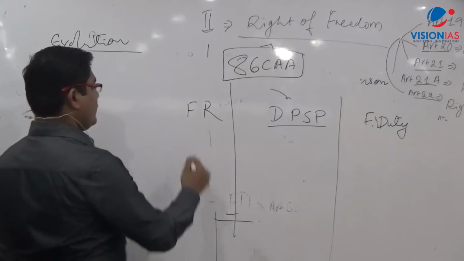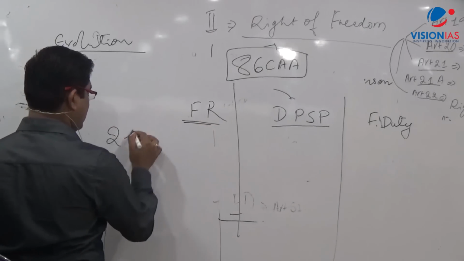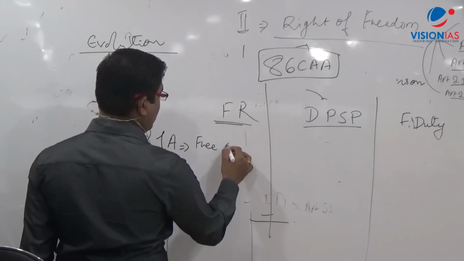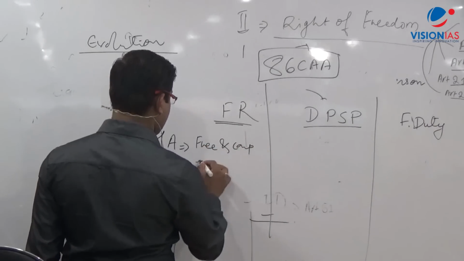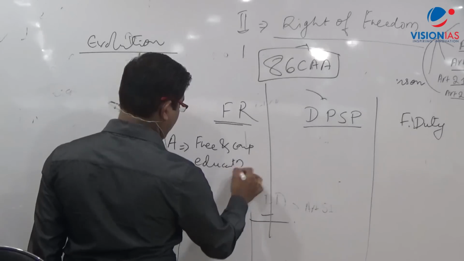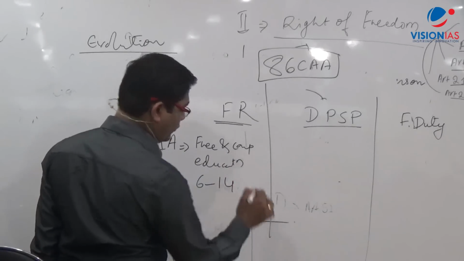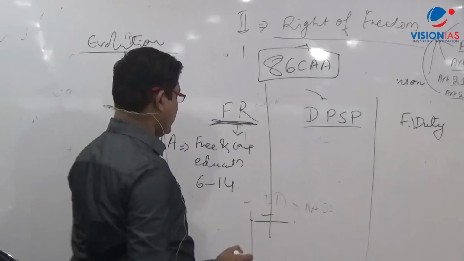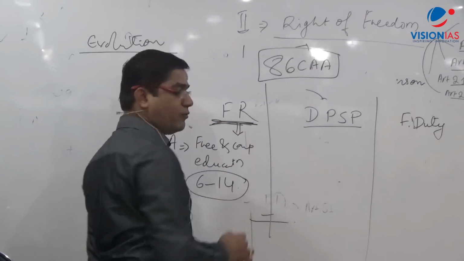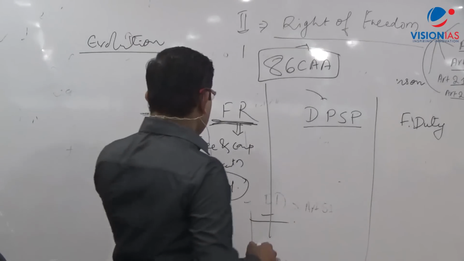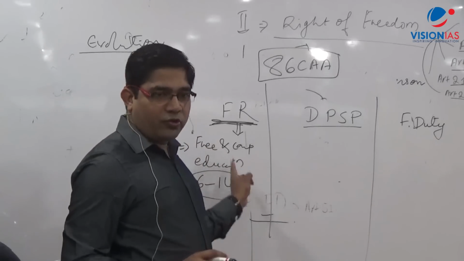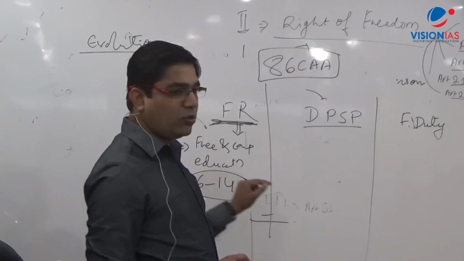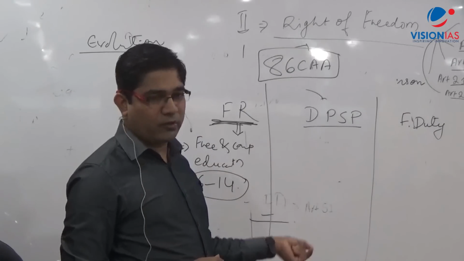Okay, something which was added, that is 21A, free and compulsory education. Free and compulsory education to the children belonging to 6 to 14. So this is a fundamental right for the children belonging to the 6 to 14 age group. In fact, this was the directive principle earlier.